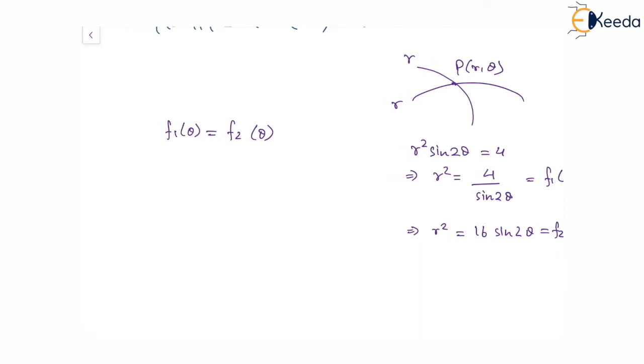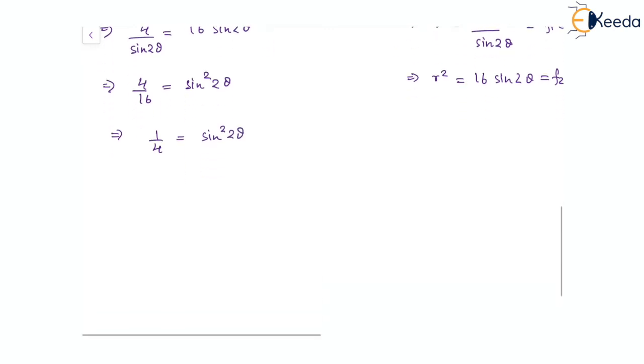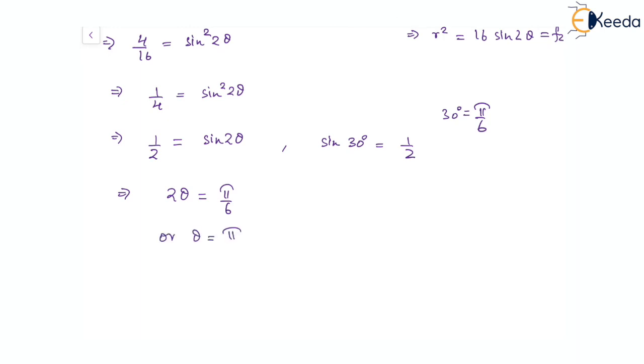So we'll equate this and then we'll have 4 over sine 2 theta equal to 16 sine 2 theta. So with this, we can say that 4 over 16 will be sine square of 2 theta. So 1 over 4 equal to sine square 2 theta. Now since we are looking for an acute angle, we can consider the square root as 1 by 2 equal to sine 2 theta, and therefore, since sine of 30 degrees is actually 1 by 2, 30 degrees or pi by 6, we can say that 2 theta is actually pi by 6, or theta is actually pi by 12.